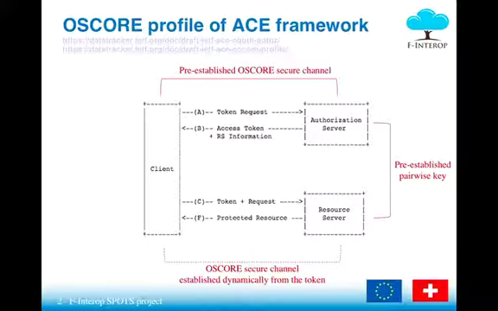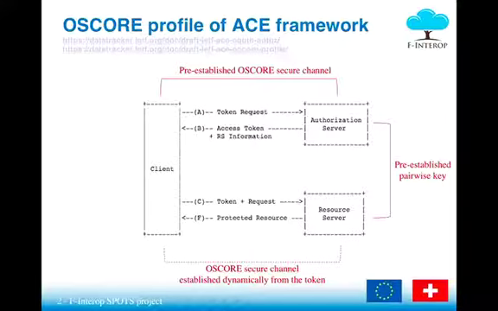Before a client can request a token and obtain a representation of the protected resource, a couple of assumptions need to be met. First, the authorization server and the client share a pre-established OSCORE security context, allowing them to mutually authenticate and to communicate securely. In addition, authorization server and the resource server share a cryptographic key. This key is used by the authorization server to encrypt the token when sending it to the client.